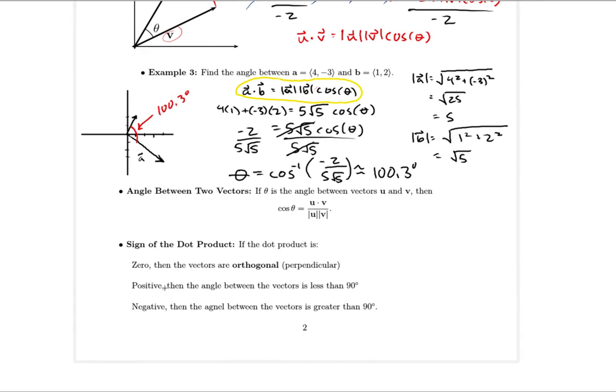If the dot product is positive, then that means that your angle is less than 90, and that's because thetas between 0 and 90 always give you a positive cosine. And then, of course, it's negative when the angle is greater than 90, like it was in this one. Notice that the dot product over on the left was negative 2, and that's because theta was 100.3 degrees.